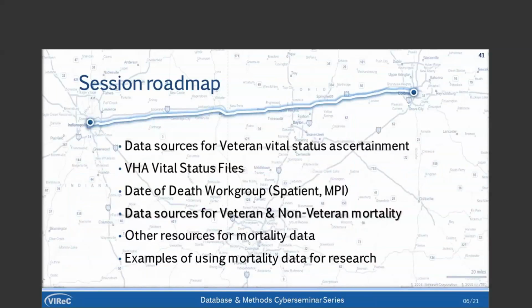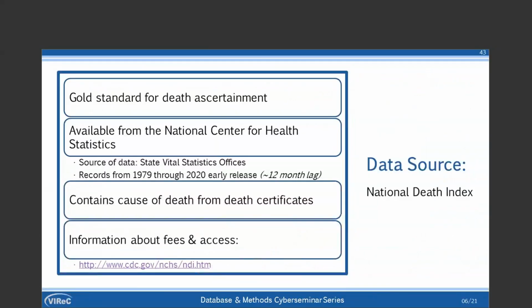So now we're going to move on to data sources for both veterans and non-veterans. For research purposes, the National Death Index has been the gold standard for death ascertainment for quite some time. It does include deaths from 1979 through, I believe, 2020. There is an early release right now. There is usually a lag of 12 to 18 months. But the important information on this, in addition to the vital status ascertainment, is that it does include the cause of death.